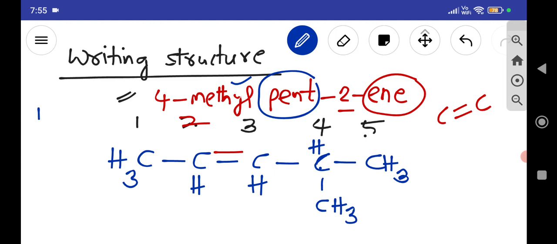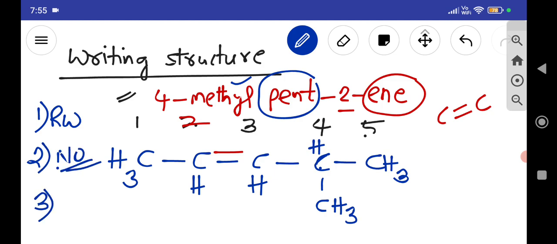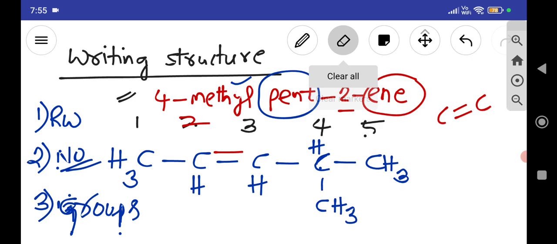So what is the first step? First step is depending upon the root word draw the carbons, and second one is write the numbering, and third one is mention the given groups at the numbers. We can take one more example to understand much better.